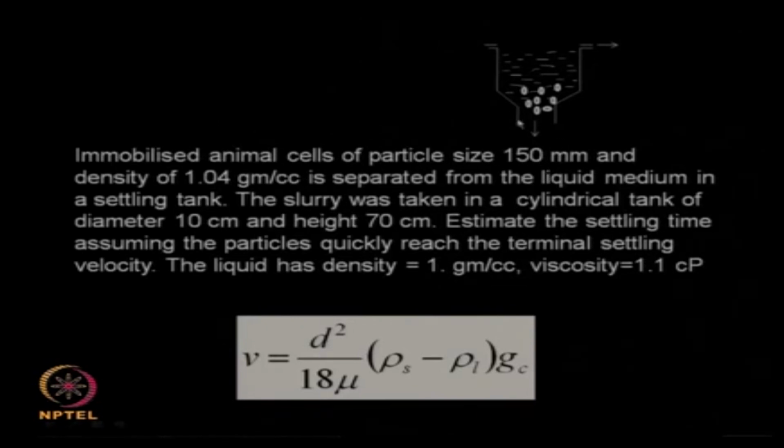The slurry is taken in a cylindrical vessel of diameter 10 centimeter and height 70 centimeter. So the diameter is 10 centimeter, the height is 70 centimeter. Estimate the settling time assuming the particles quickly reach the terminal settling velocity. The liquid has a density of 1 gram per cc and viscosity of 1.1 centipoise.